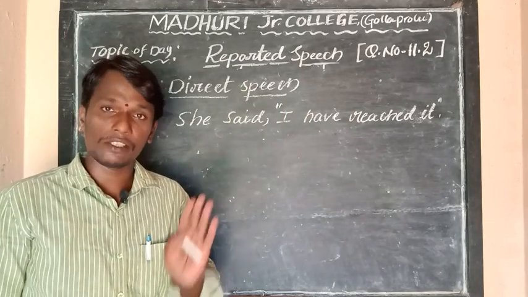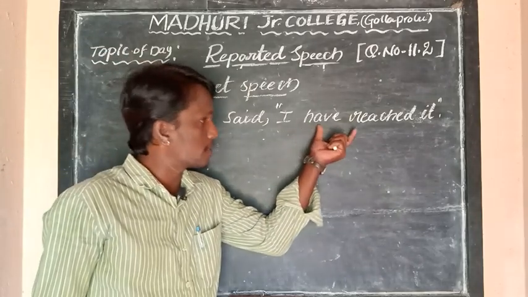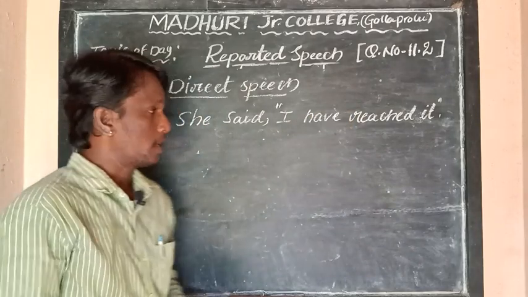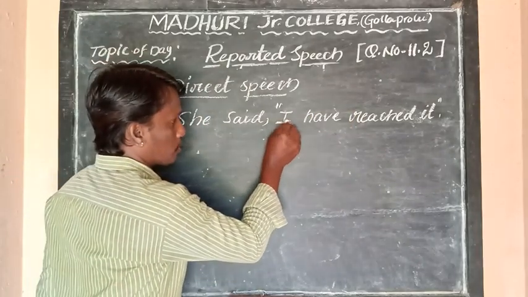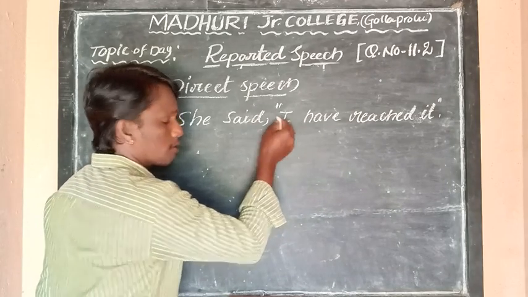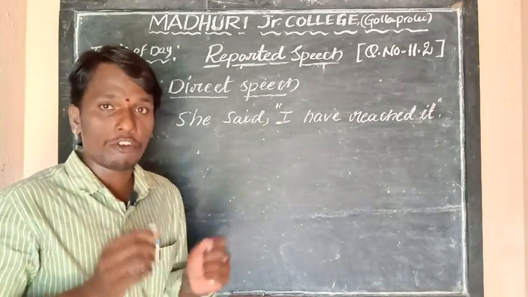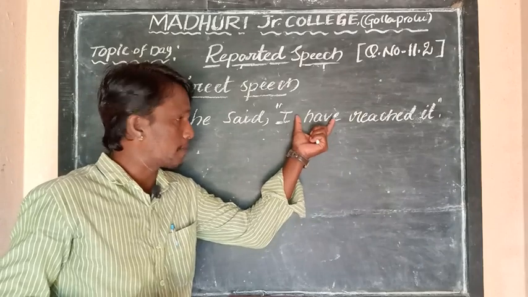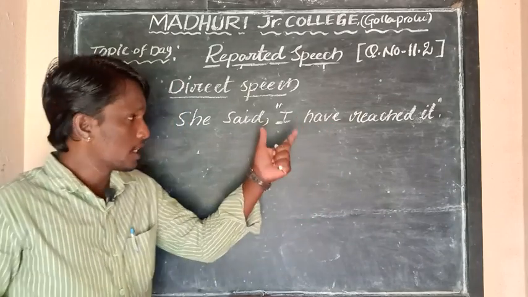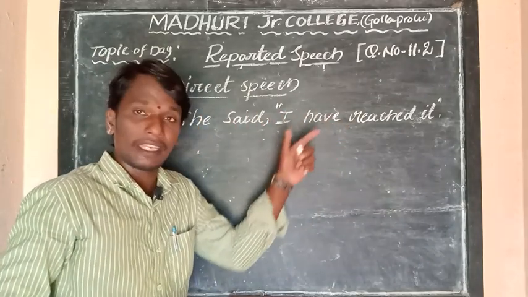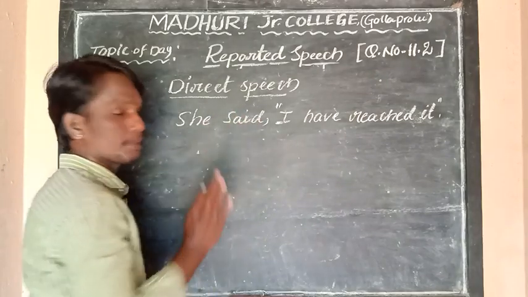A sentence which is quoted in between the inverted commas is nothing but a direct speech. Here in this direct speech, the exact words are mentioned. The exact words of the speaker are mentioned in between the inverted commas. So if the exact words are mentioned in between the inverted commas, that is clearly direct speech.